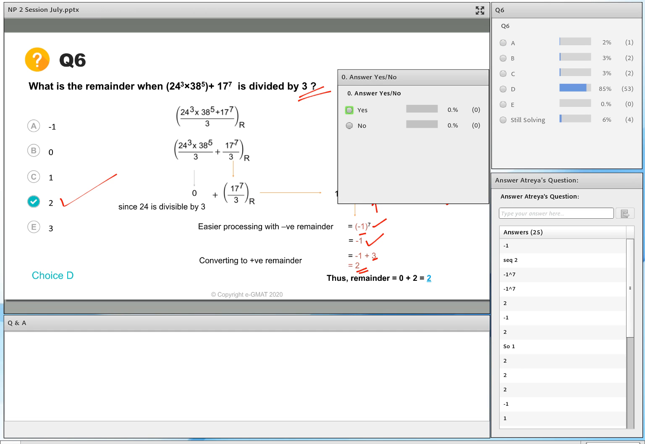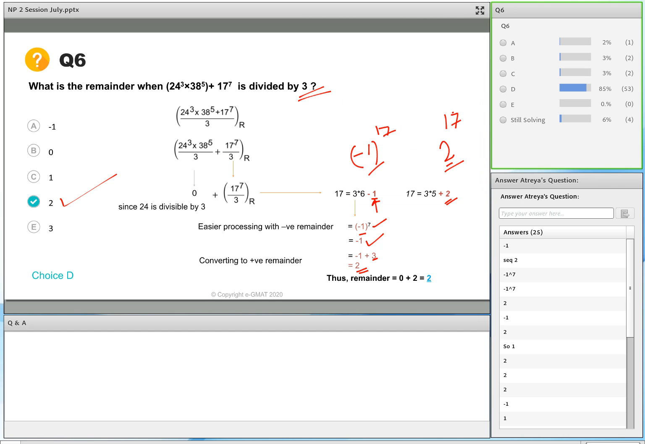Please mark a yes if the solution is clear to all of you. And this is the beauty of negative remainders. The more you use negative remainders, the less time you take. It won't take time at all. And in case it's taking time, then you might be doing something incorrectly. So I can see that all of you are clear with the approach. That is very good. Thank you for all of your responses. Let me clear all the answers and put the poll over here.